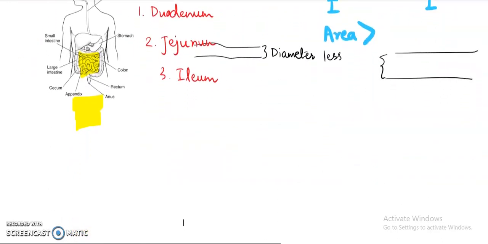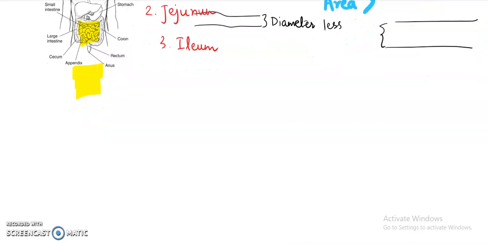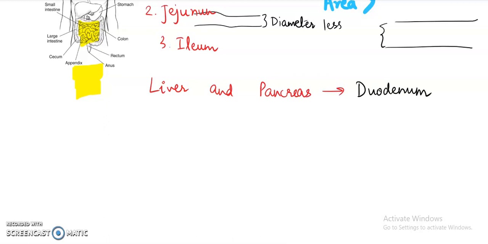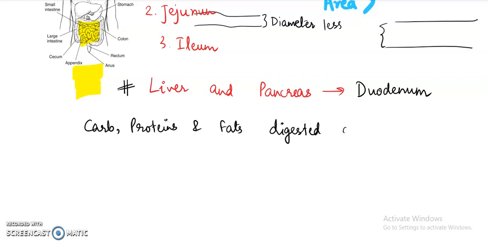Now, as we have already discussed the liver and the pancreas, they will be pouring their secretions in the duodenum, which is the front part or the first part of the small intestine. Very important: the small intestine is the place where the digestion of carbohydrates, proteins and fats will finally get over. They will get digested completely in the small intestine.